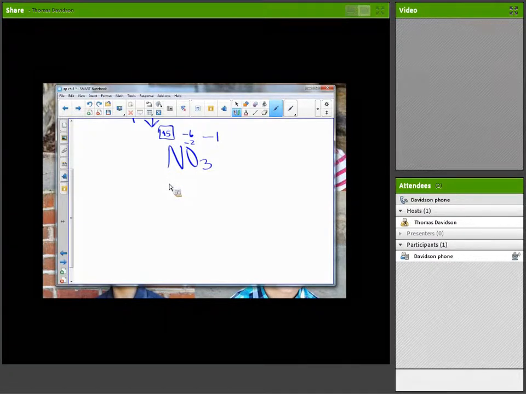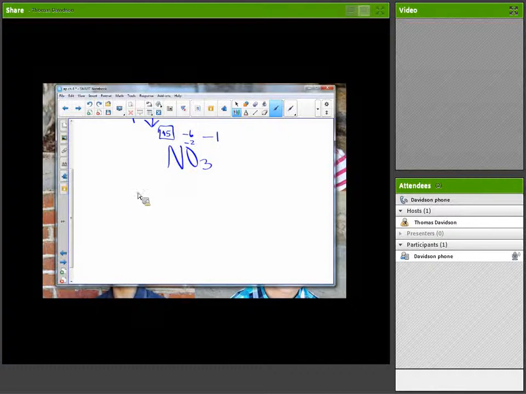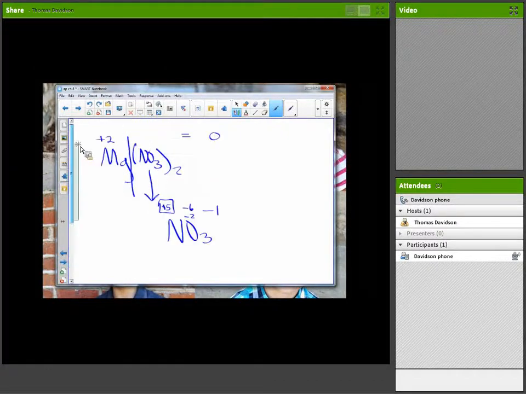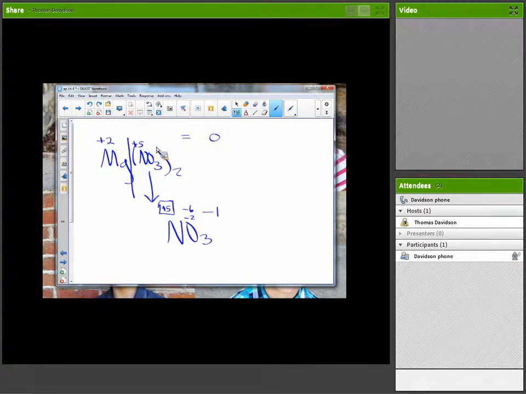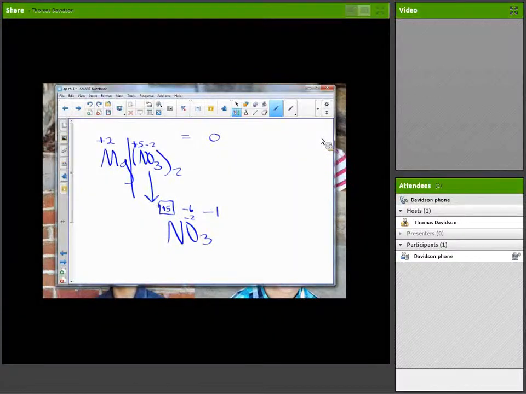You with me? So the oxidation number of nitrogen in this compound is a +5. Oxygen's oxidation number, what is it? It's not -6. It is a -2. Okay? What is going on here?